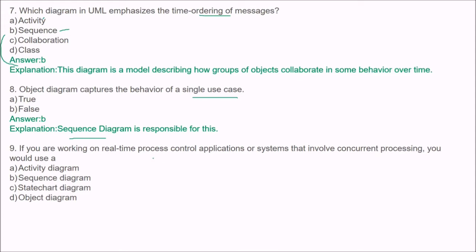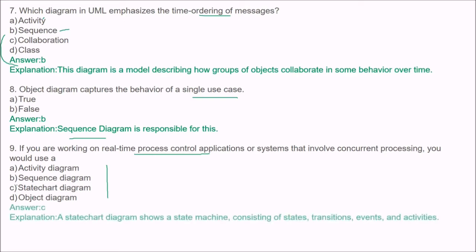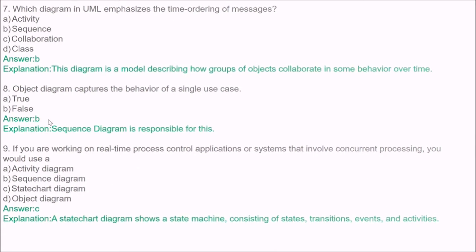Next is if you are working on real-time process control applications or systems that involve concurrent processing, you would use a what? These are the options. Which diagram you are going to use? The option would be state chart diagram, because the state chart diagram shows a state machine consisting of states, the transitions, the events, and the activities. So for this, best option would be the state chart diagram.